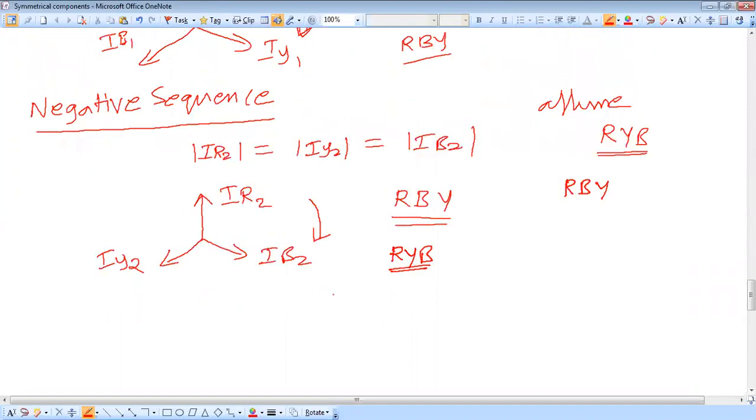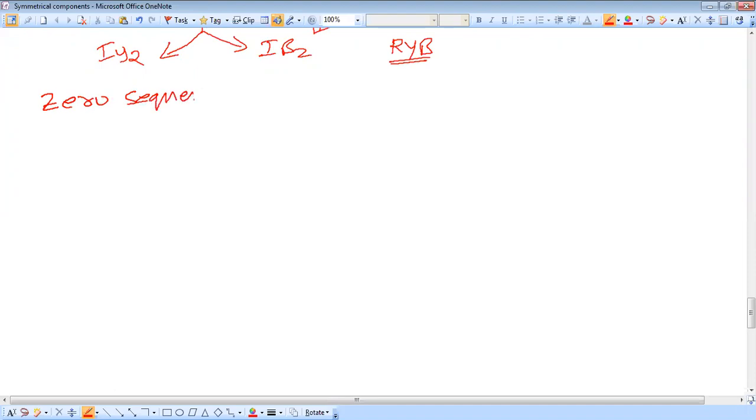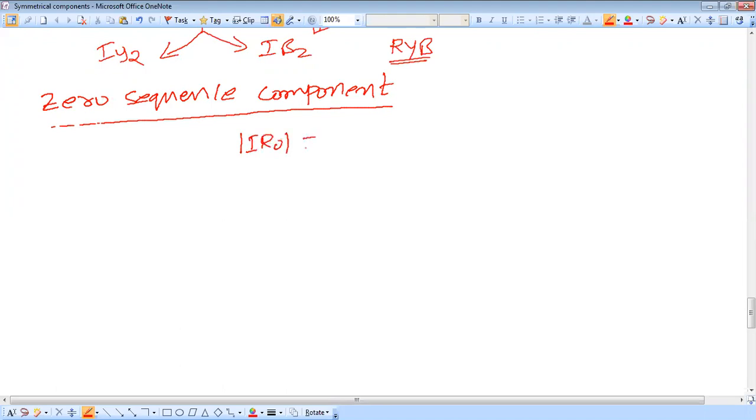Next, the last one we are going to discuss is the zero sequence component. The zero sequence component also satisfies the balanced condition. Here also the magnitudes are all equal, that is, the magnitude of IR0 is equal to the magnitude of IY0, which is equal to the magnitude of IB0.